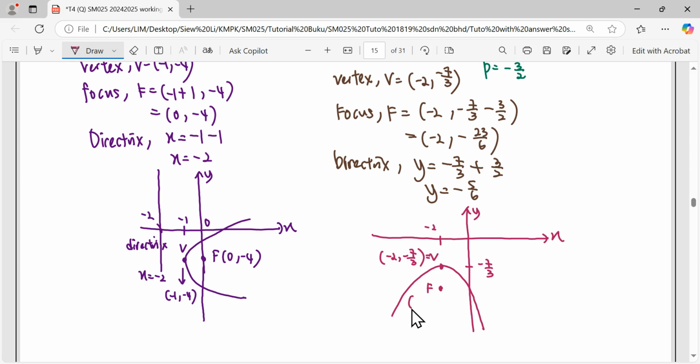Focal point we label negative 2, negative 23 over 6, and the directrix. The directrix is a line with a negative value, so it doesn't go up to quadrant 1 and 2. It is still below the x-axis, where this line is y equals negative 5 over 6. This is our directrix line. So label your directrix, label your values, label your origin, your x-axis, y-axis, your vertex, and your focus point. That's all for this. Thank you for watching.